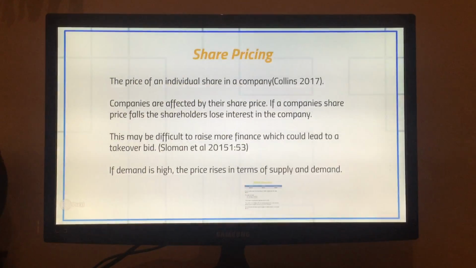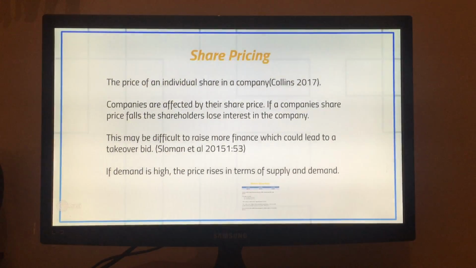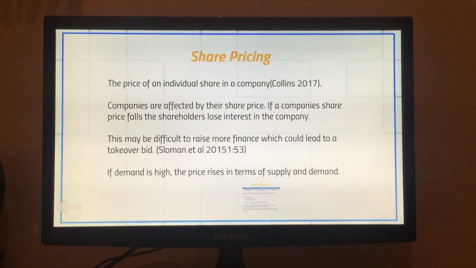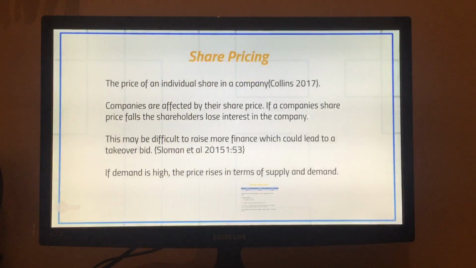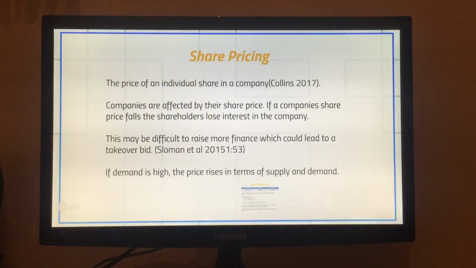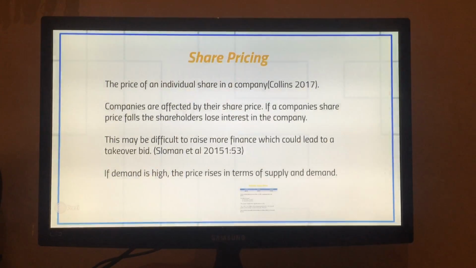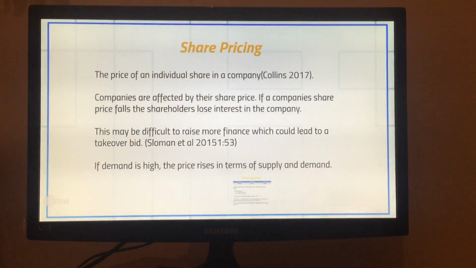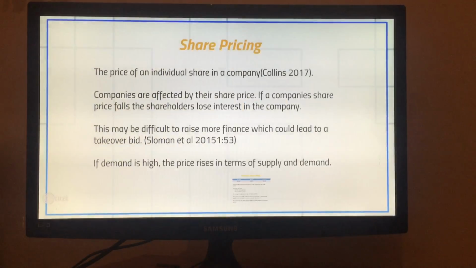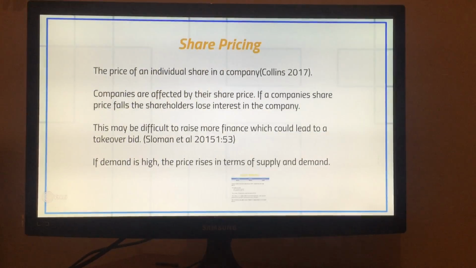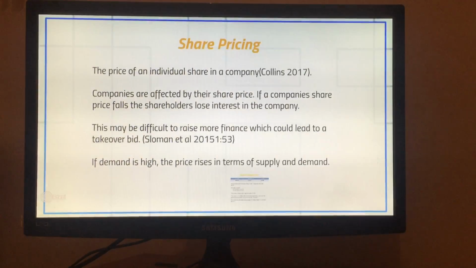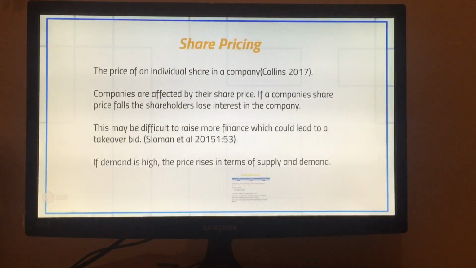Share pricing. Share price is defined as the price of an individual share in a company. Companies are affected by their share price. If a company's share price falls, the shareholder loses interest in the company. So this may make it difficult for a company like Merlin Entertainment to raise finance, which could lead to a takeover bid. If demand is high, the price rises, in terms of supply and demand.